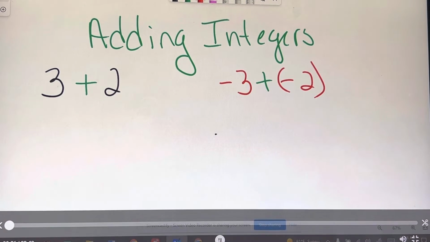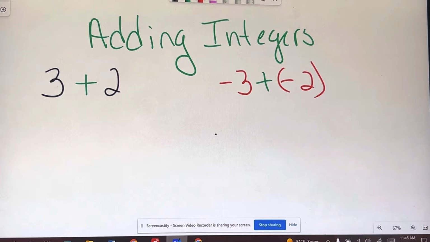Let's talk about adding integers. That's numbers that we have positive and negatives. We're going to start with what we know, which is adding positive numbers. So if I'm adding 3 plus 2, I think we all know that that's equal to 5.